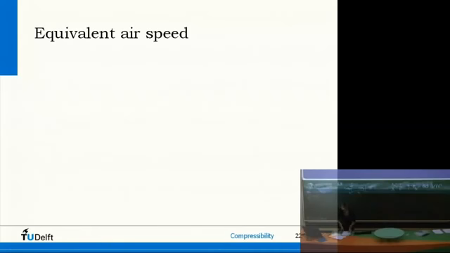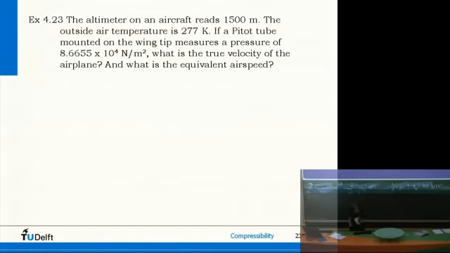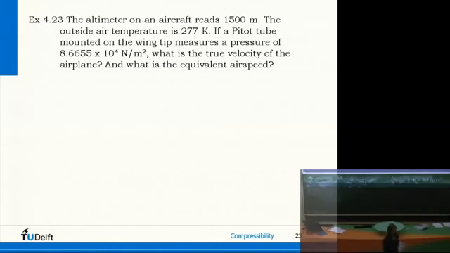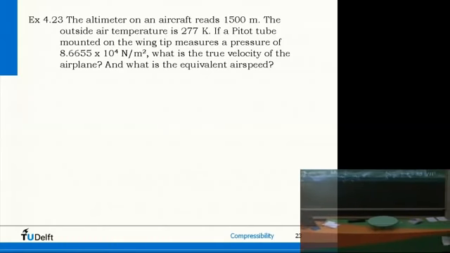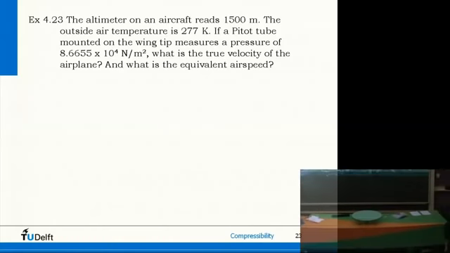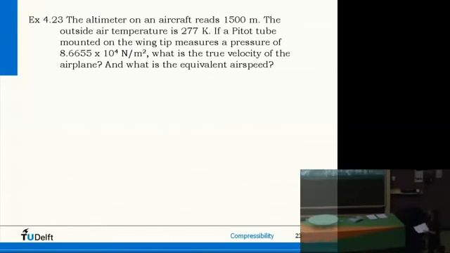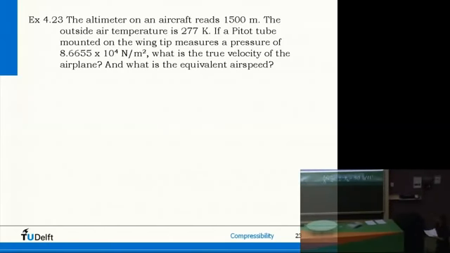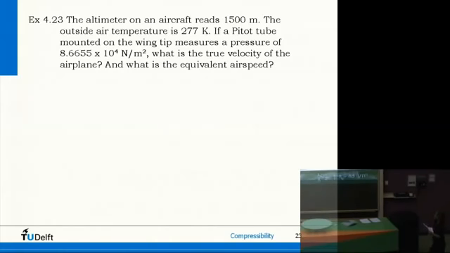Then we go to equivalent airspeed, and I'll introduce that to you based on another example. How is airspeed usually measured on an aircraft? Using pitot tubes and pitot static tubes. Here we have some information. An altimeter says the aircraft is flying at 1500 meters. We have an outside temperature, 277 Kelvin. If a pitot tube mounted on the wingtip measures a certain pressure, what is the true velocity of the airspeed and what is the equivalent velocity of the airspeed? Now I'll introduce those concepts.